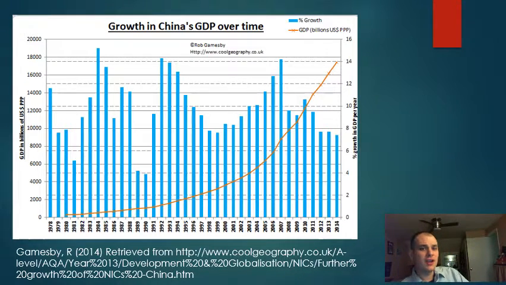This right here is a graph of China's GDP over time. As you can see, there's a rapid increase over the last decade or so. It does seem to drop off a little bit as of recently, but it is still an upward trend, as you can see from this graph.